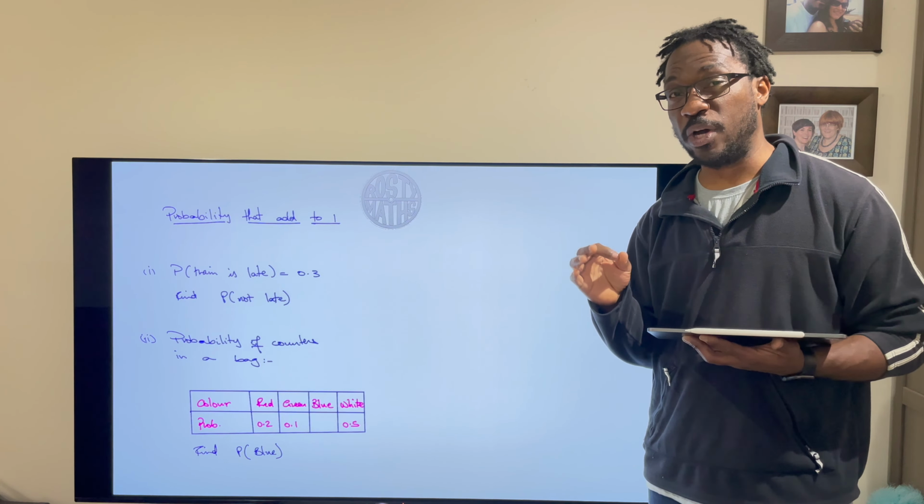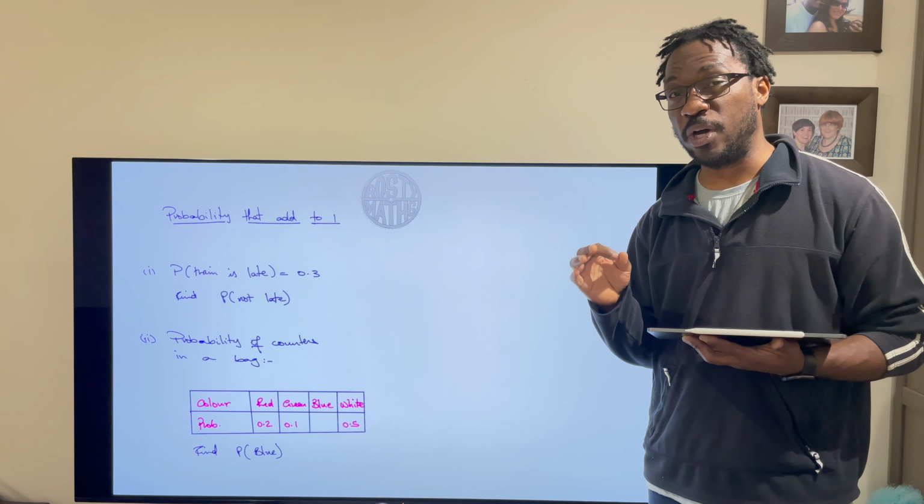And just like that, that is how you work out what a missing probability is, because we know it adds up to 1. So there's a 30% chance it will be late, but a 70% chance it will be on time. All right. Now, the other way that you tend to see probability is if they put it in a table like this.